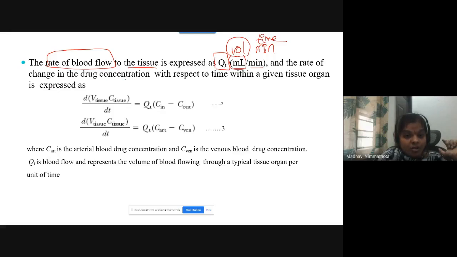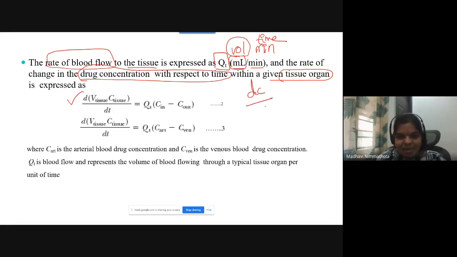And the rate of change in the drug concentration with respect to time. Here your drug will be changing its concentration with respect to time within a given organ or tissue, which can be expressed as, see here, the equation we studied previously, dC by dt. What do you mean by dC by dt? This is the rate of process, right? This is the rate of drug process.